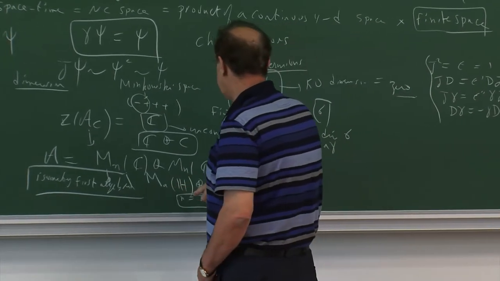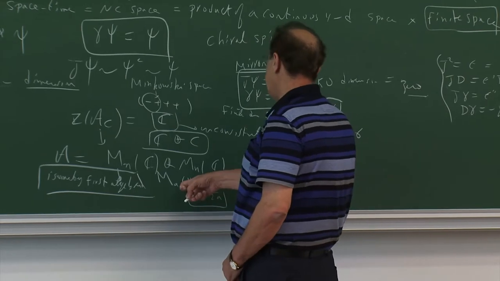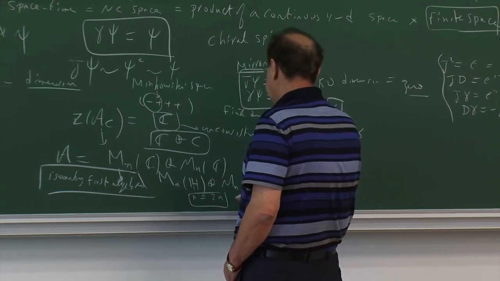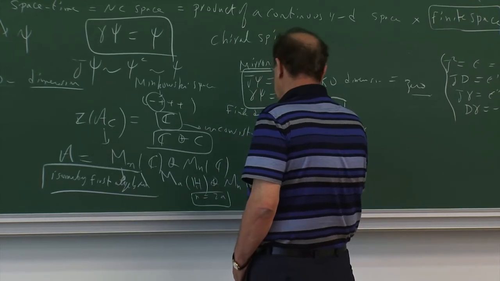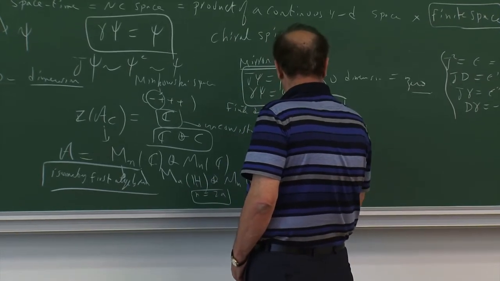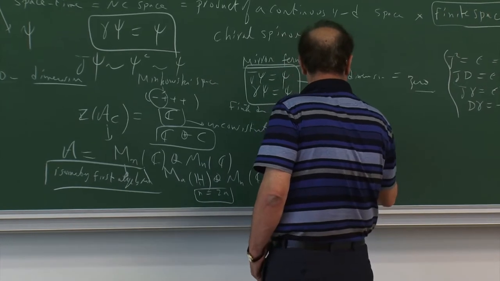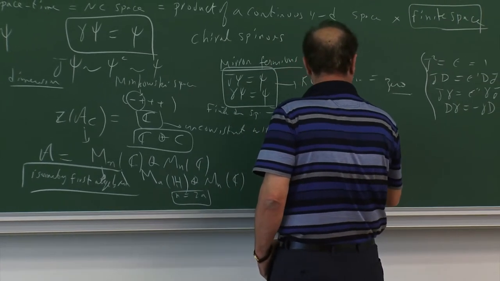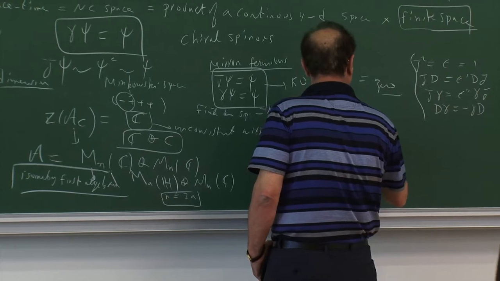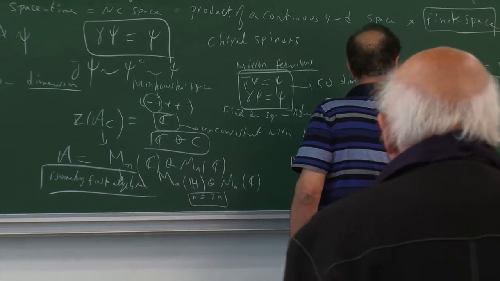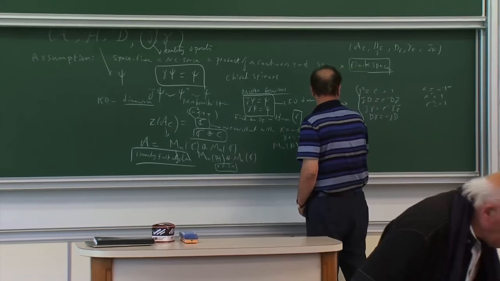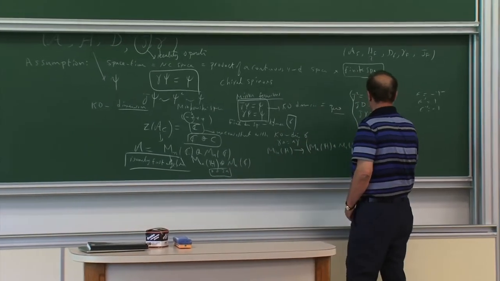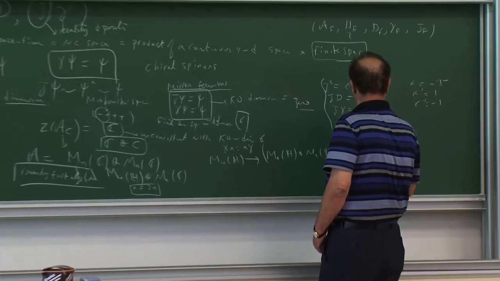So in this case, what happens is that this M_2a of H would split into M_a of H plus M_a of H, for example, plus M_n of C, or M_2a of C.